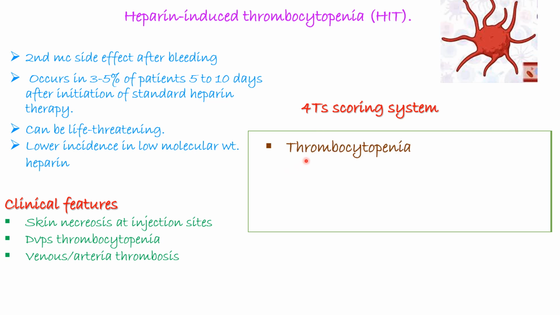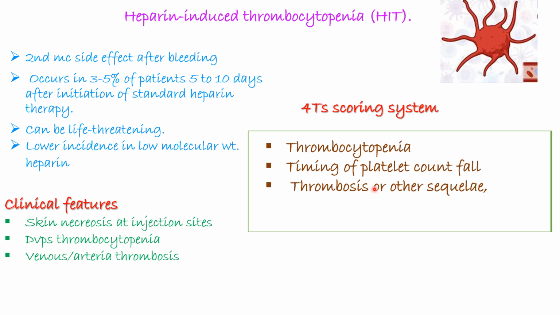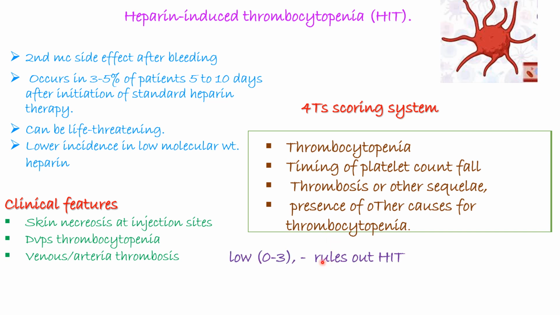So the first T is thrombocytopenia, which is just common as what you have been saying. The second is timing of platelet count. So when did this platelet count fall? In addition to that, thrombosis or other sequelae and presence of other causes of thrombocytopenia. So in each of these 4 T's, you give up to 2 points. You're going to see that in the next slide.